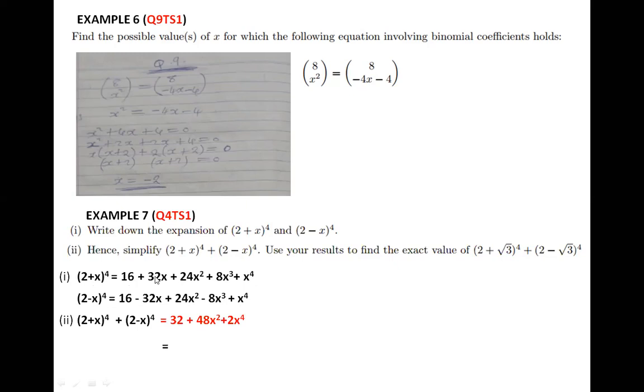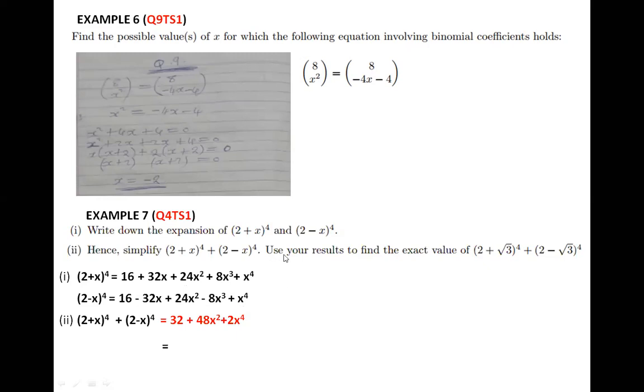And then 32x minus 32x, you get your 0, so you don't write it. You move on to this one, 24x squared plus 24x squared, you get your 48x squared, and then when you add positive 8x to the power 3 minus 8x to the power 3, you get your 0, so you leave it. And then when you add x to the power 4 plus x to the power 4, you get 2x to the power 4. That's going to be your answer.